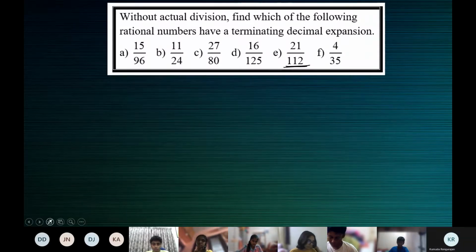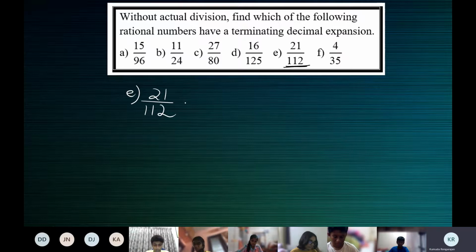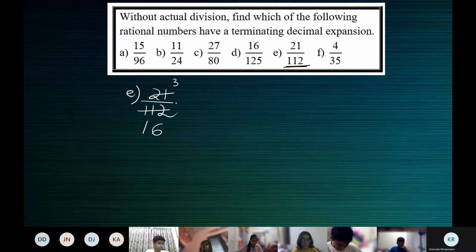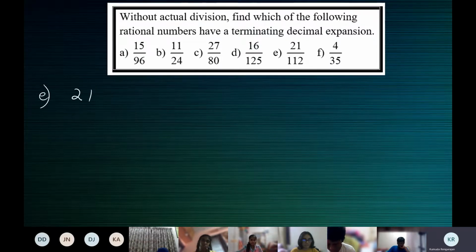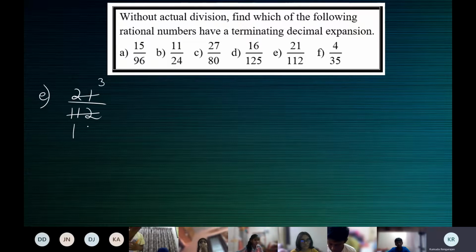So children, you can see the answer. You must first simplify the given rational number. 7 threes are 21, 7 sixes are 42. If you forgot to do it, fine, let me give you the answer. Now 21 by 112. The first thing is you should simplify. The simplest form of the rational number is 3 by 16.